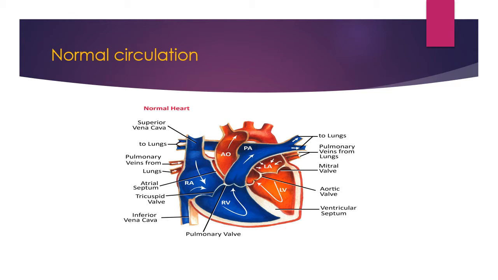For the left atrium, there are four entryways, and these are the pulmonary veins, which deliver blood from the lung to the heart. The right ventricle sends blood to the pulmonary trunk, which goes to the lungs, and the left ventricle sends blood into the aorta.